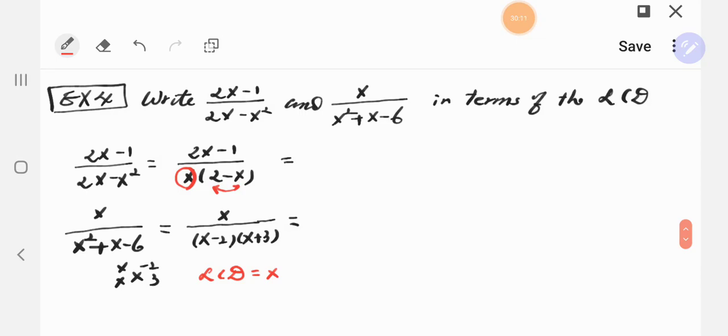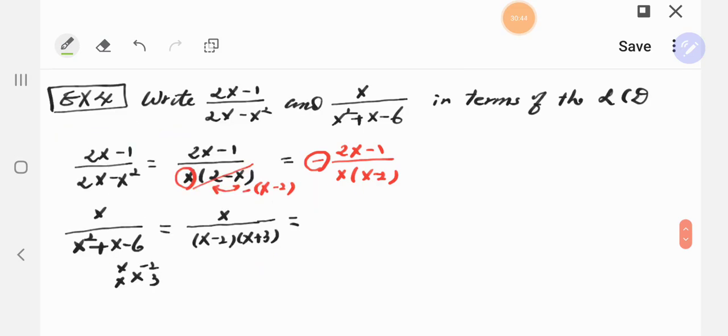So I think I better rewrite it. 2x minus 1 over negative x and then x minus 2. Let me rewrite it like this, and the negative sign goes to the front. So let's put the negative sign outside. So actually this is equal to what? x minus 2 and then the negative sign. So let's use the right hand side.